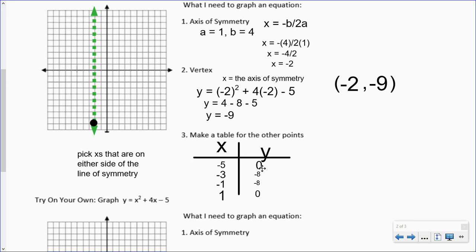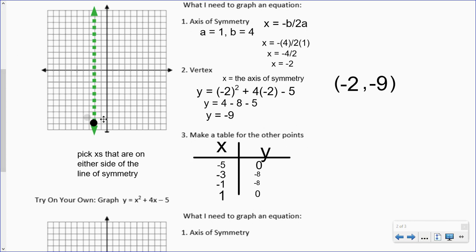Now, if you notice, a lot of these y's are repeating, and it's because of that curve. -3 and -1 are both equidistant from this axis of symmetry. They're one x value away. -5 and 1 are both 3 values away. That's why they have the same y's. So that can help you save some time.